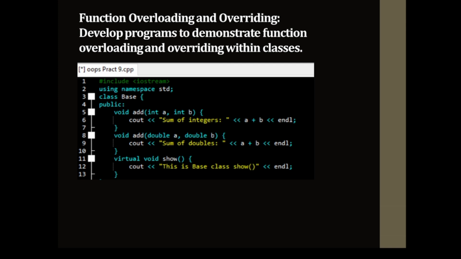Then the function virtual void show, cout: this is a base class show. Here I'm creating a virtual function, which allows the function to be overridden, which prints the base class message.